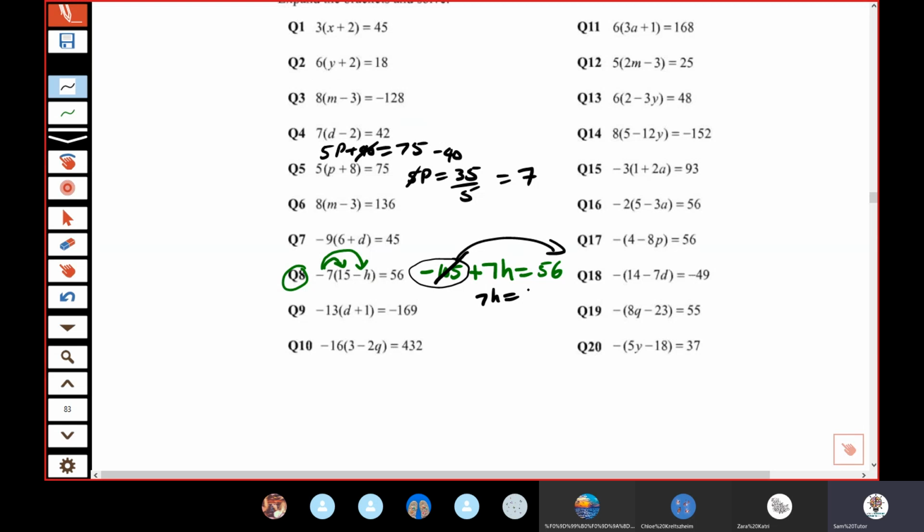56 plus 105 is 161. And then now what are you going to do? Now you gotta divide it by 5. What? By 7. By 7. Where'd you get 5 from? I don't see I have 5. No idea. I don't know.